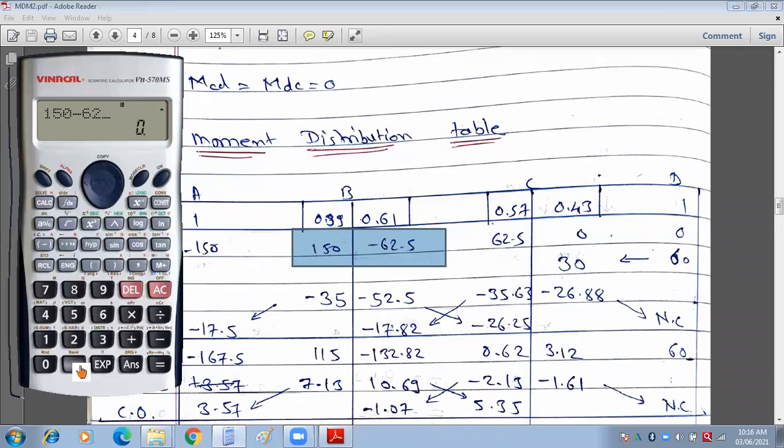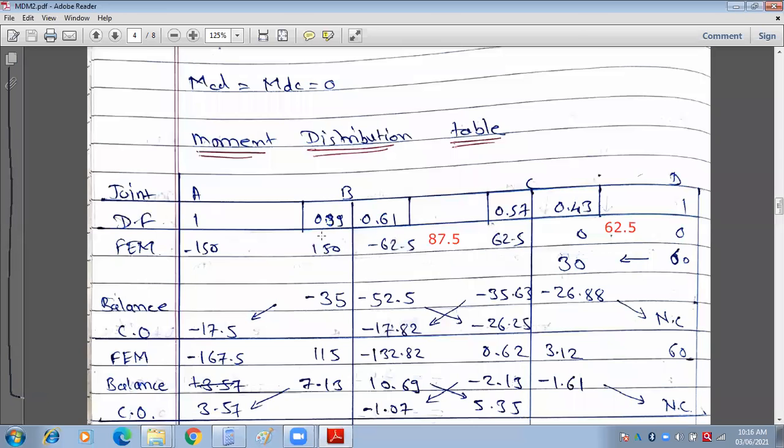150 minus 62.5, it becomes 87.5. Now let us remember this term. I will write down over here 87.5. Okay, this one is the difference. Now similarly for this 62.5 minus 0 is 62.5, the difference of these two. The difference of these two is 87.5 and the difference of these two is 62.5.